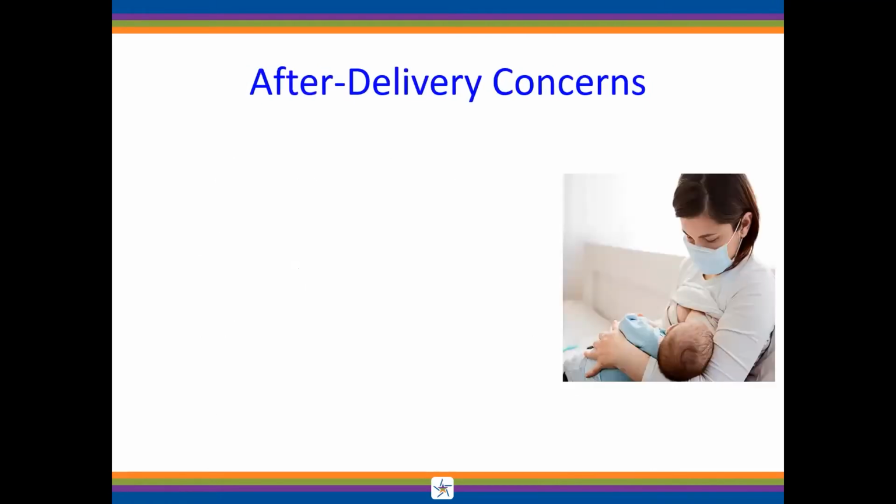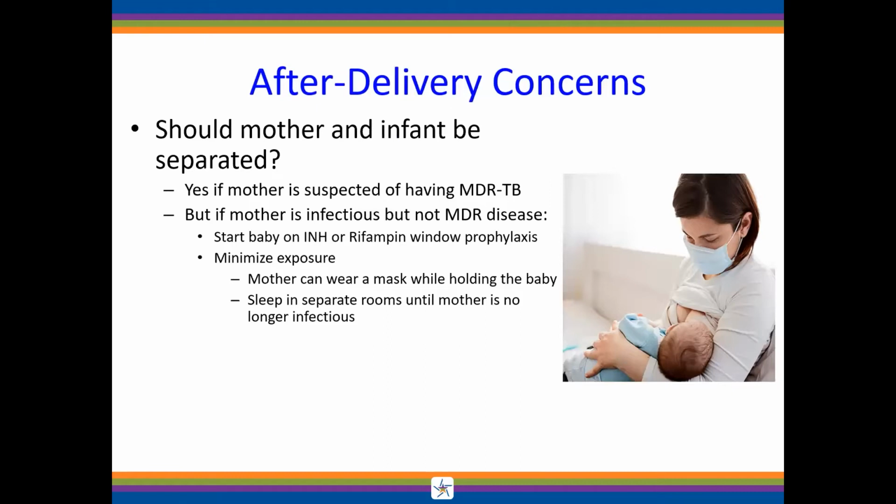What about after delivery? We get this question a lot. Should the mother and the baby be separated? The only time I would say yes is if the mother has multi-drug resistant disease, because I'm not sure what I would treat the baby with. But if the mother has regular tuberculosis that is not MDR, I would start the baby on INH or rifampin window prophylaxis, and then try to minimize exposure as best as you can. I usually recommend the mother and the baby sleep in separate rooms just to decrease the amount of time that they're breathing the same air, and the mom to wear a mask when she's around the baby.